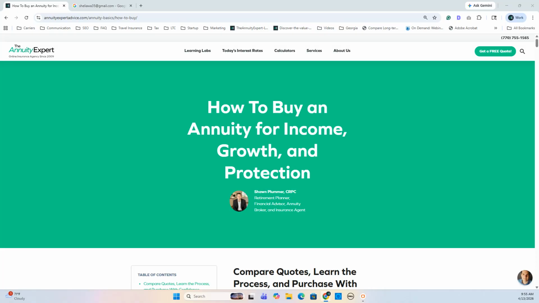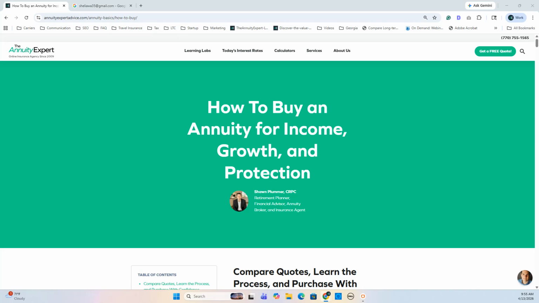So when you fill out an application and you get approved by an insurance company, and that's the key word, you have to get approved by the insurance company. But once you're approved, never send a check or money or whatever, any funding to the financial professional. So here at the Annuity Expert, we never touch money.